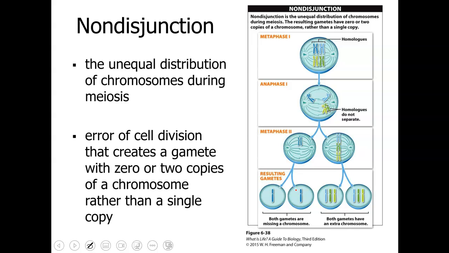The reason that the chromosomal genetic disorders occur is because of a process called non-disjunction. This is going to be the unequal distribution of chromosomes during meiosis. So what happens is you end up with an error during cell division as it creates those gametes, and either one cell's going to end up with 0 copies and the other cell's going to end up with 2 copies of a chromosome.